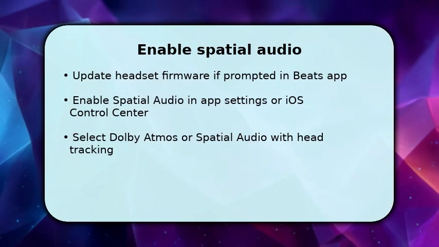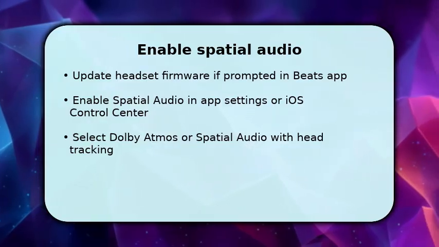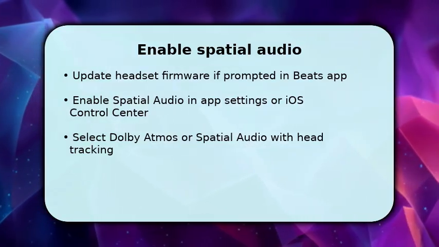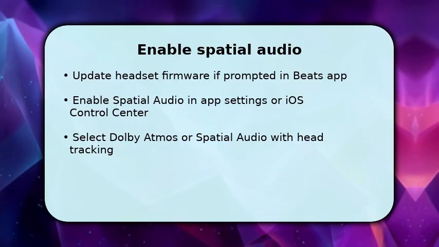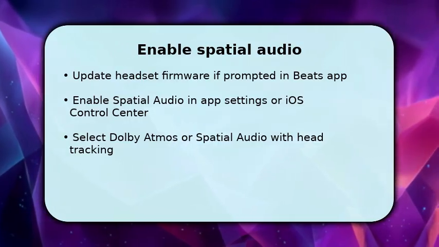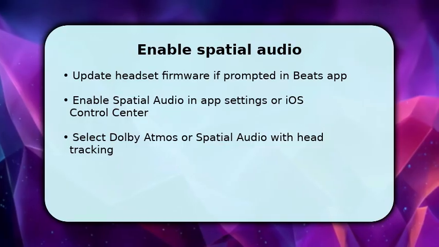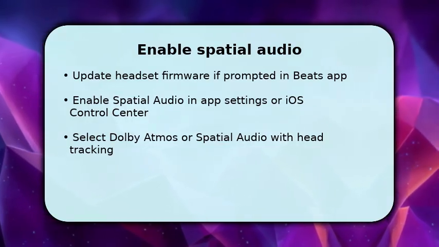Once paired and updated, you enable spatial audio features inside the app. Go to Settings in the Beats app and find Audio or Spatial Audio. Make sure firmware finished before toggling options. Choose Dolby Atmos or Spatial Audio with head tracking depending on content support.